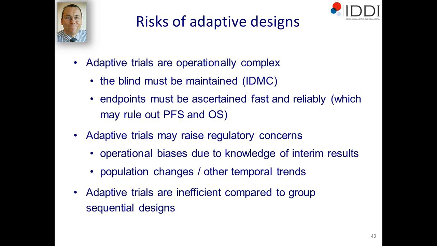And so, in fact, you have these operational difficulties, and plus, something Tomasz didn't mention is that if you compare the efficiency of an adaptive design to a group sequential design, it's always less. So an adaptive design is in fact less efficient statistically than a group sequential design.